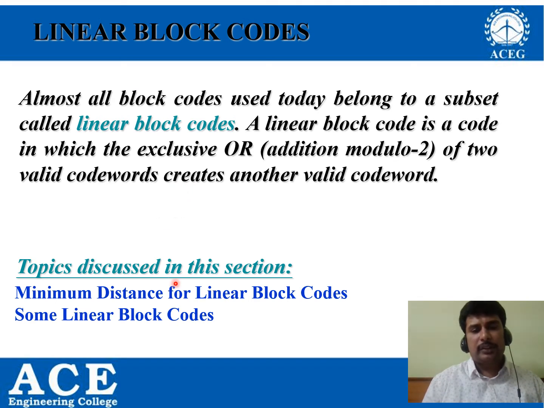And that kind of code will be referred to as linear block codes. So here we are going to discuss the minimum distance for linear block codes and some of the linear block code techniques. I hope it is clear, simple. Dividing a message into smaller units called data words and adding redundancy to get code words, the process is called block coding. And if two code words are added in modulo 2 addition, and it results in another valid code word, then that will be referred to as a linear block code.